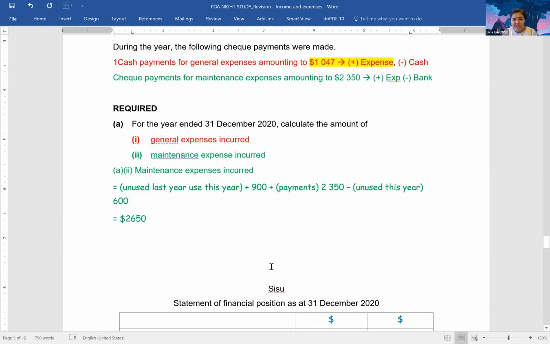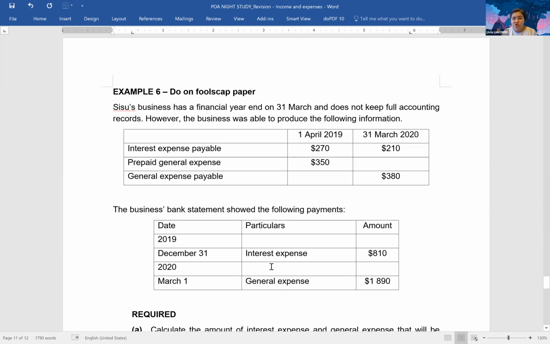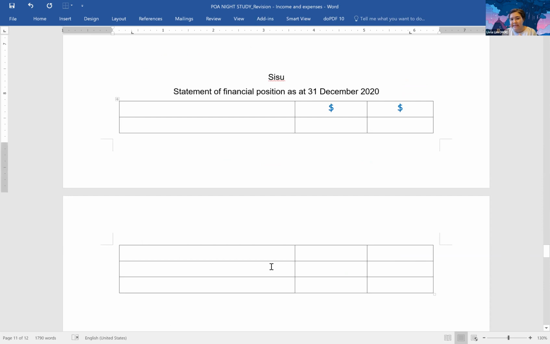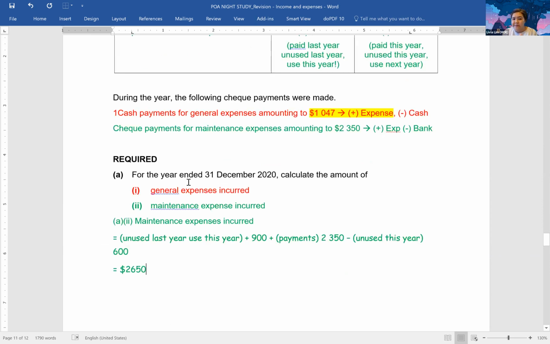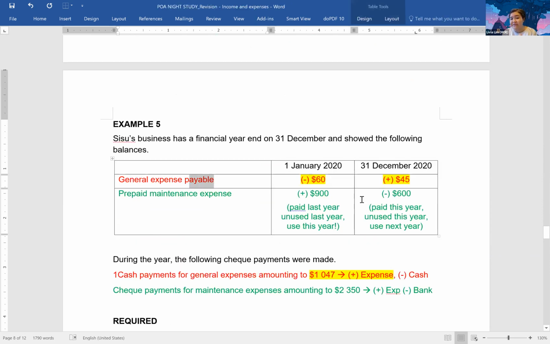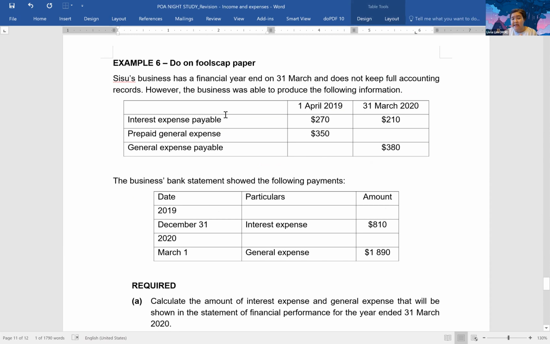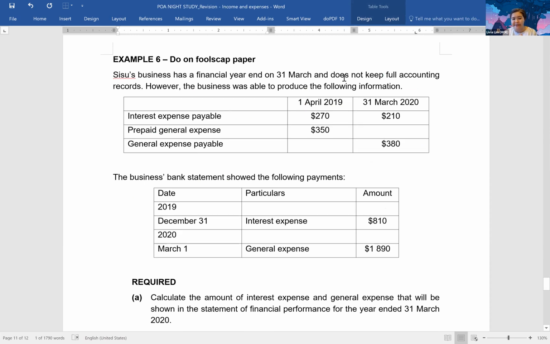Now, usually you will have something like this. Instead, if the examiner is quite nice to you, they will give you payable or prepaid expense for both the beginning of the year and the end of the year. Usually it's not like that. Usually they will mix it up. All right, so example 6 is an example of what could happen.